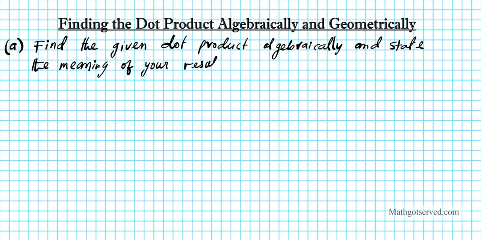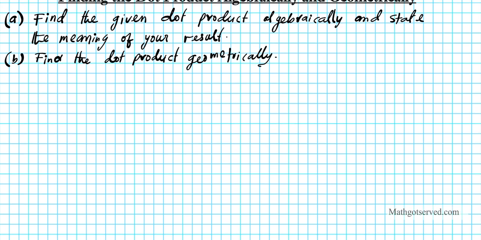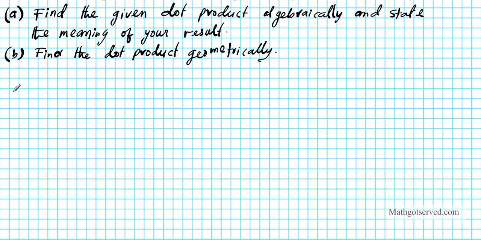And for the second part, part B, you're going to do the same thing. We're going to find the dot product using a different method. So find the dot product geometrically. Hopefully our answers match in the two methods, and then we'll be confident that our answer is in fact correct. All right, so let's take a look at question one.